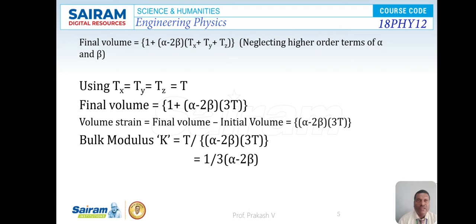Using Tx is equal to Ty is equal to Tz, if you consider that as T, the final volume can be written as 1 plus alpha minus 2 beta into 3T. Therefore, volume strain is equal to final volume minus initial volume, that is alpha minus 2 beta into 3T. Therefore, the bulk modulus K is equal to T by alpha minus 2 beta into 3T. So the value of K reduces to 1 by 3 into alpha minus 2 beta. Therefore, the bulk modulus K is equal to 1 by 3 into alpha minus 2 beta.